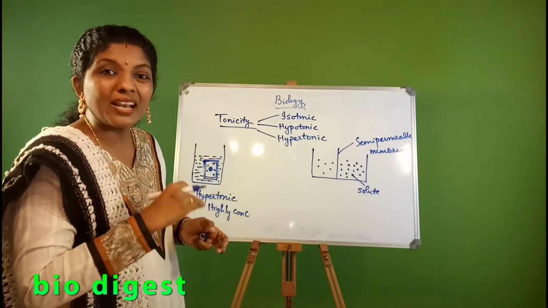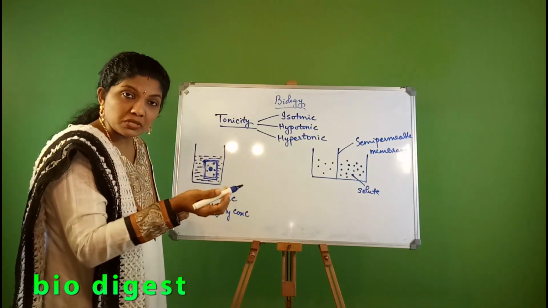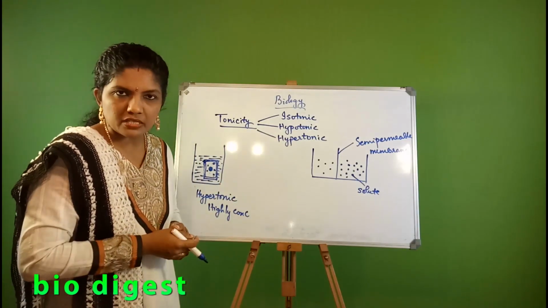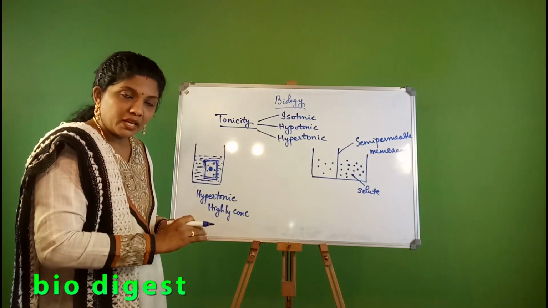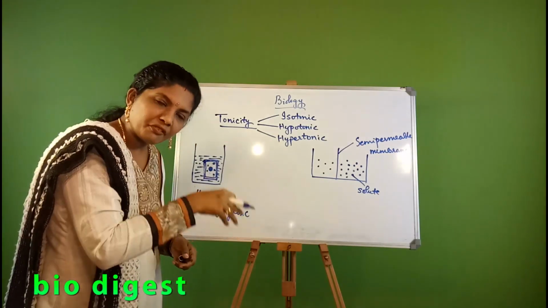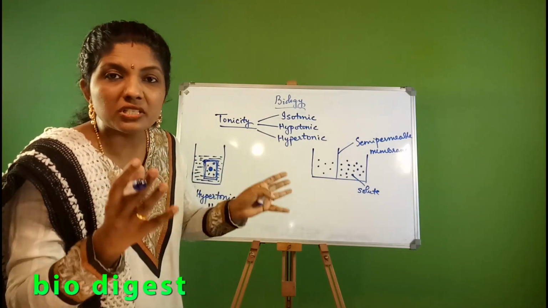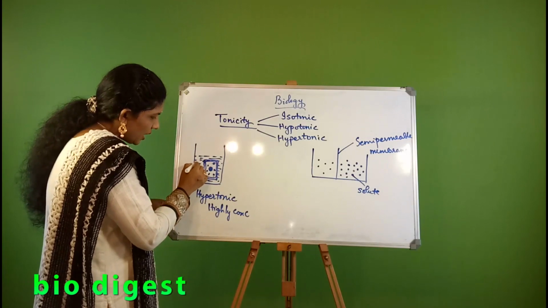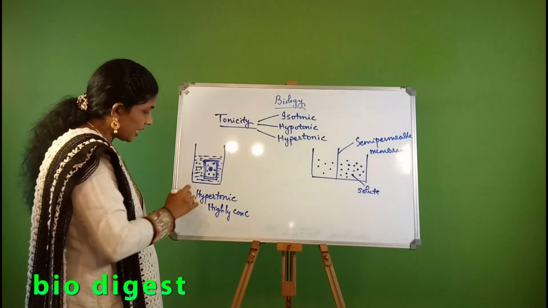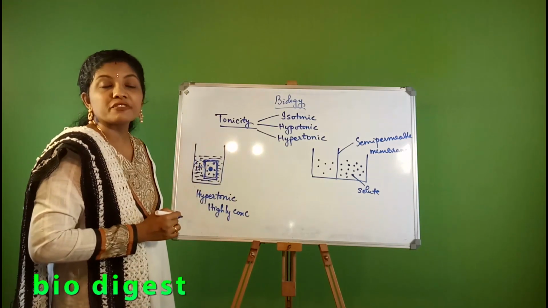In this case, what will happen? Inside the cell the solute concentration will be different, and outside the cell the solute concentration is different. Usually, where the solute concentration is less, the water from that area will move to the area where there is more solute concentration. I told you that the cell is placed in a highly concentrated solution. That means the solute amount will be higher outside than the inner condition of the cell.